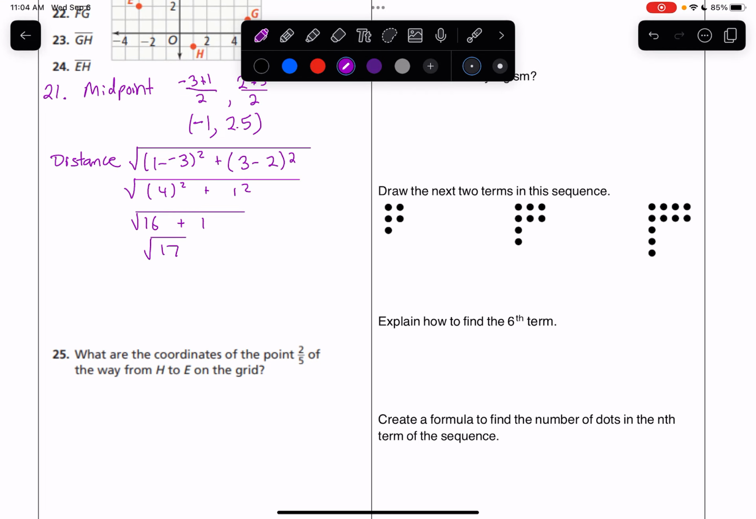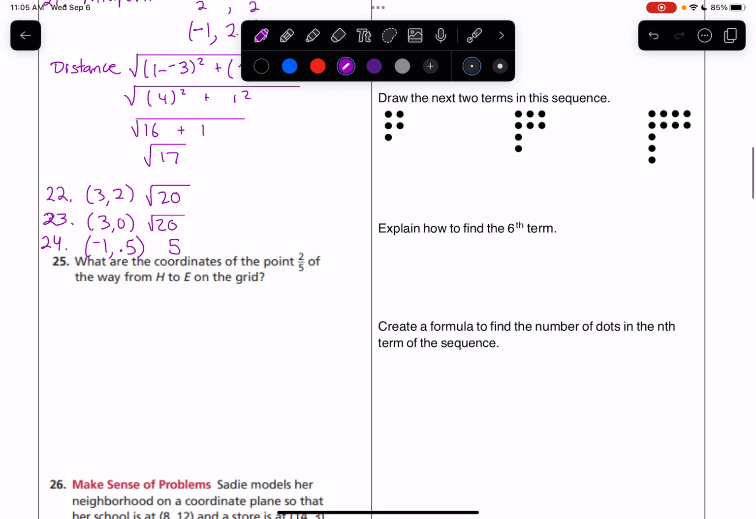The other answers here are that 22 has a midpoint of 3, 2, and a distance of the square root of 20. 23 here has a midpoint of 3, 0, and also a distance of the square root of 20. And 24 has a midpoint of -1, 0.5 or 1/2, and a distance of 5.